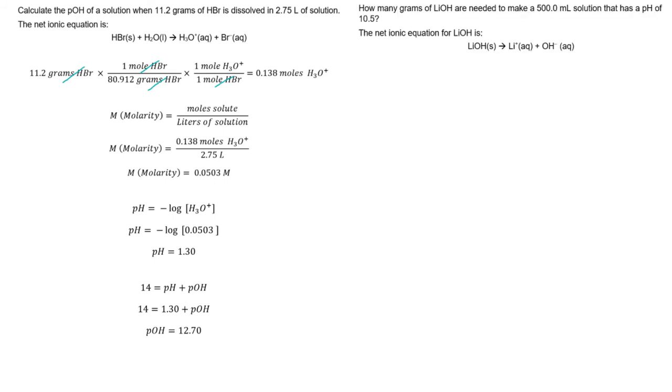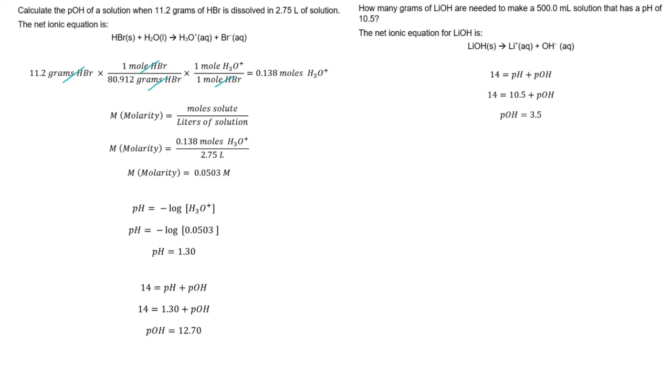My next problem reads, how many grams of lithium hydroxide are needed to make a 500 milliliter solution that has a pH of 10.5? The net ionic equation for lithium hydroxide is given right here. Lithium hydroxide is a base. You can see it's giving us hydroxide ions in solution. However, the problem gave us pH. So let's first convert our pH to pOH. So here's our equation. Plugging in my value for pH, I get a pOH of 3.5. This makes sense. This is a base. I should have a pOH of less than 7.